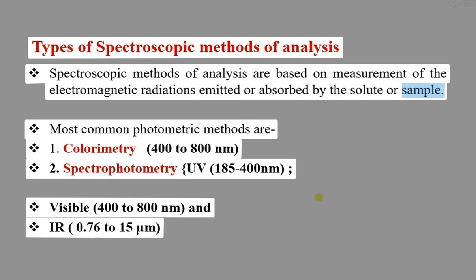The two most common photometric methods are colorimetry and spectrophotometry. Colorimetry is inaccurate most of the time, but the most accurate is spectrophotometry. Colorimetry covers 400 to 800 nanometer, which is visible, and spectrophotometry is UV, 185 to 400 nanometer. Now, IR, which is 0.76 to 15 micrometer.